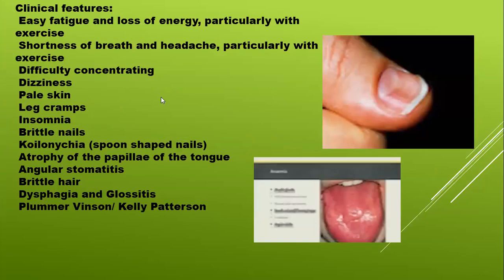Clinical features: easy fatigability, loss of energy with exercise, shortness of breath and headache with exercise, difficulty in concentrating, dizziness, pale skin, leg cramps, insomnia, brittle nails, koilonychia or spoon-shaped nails.